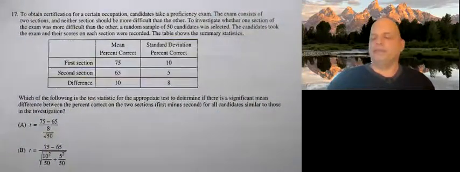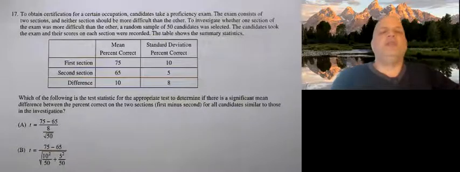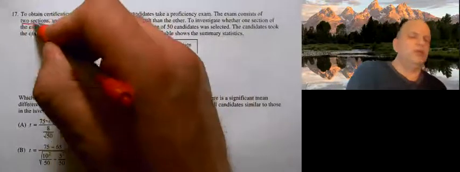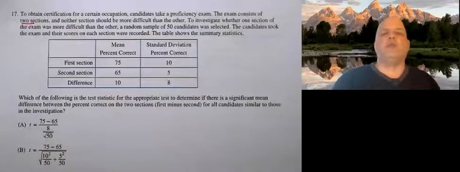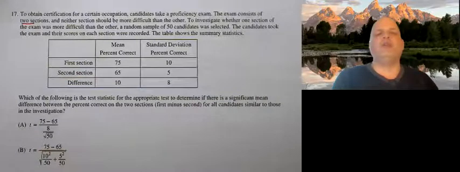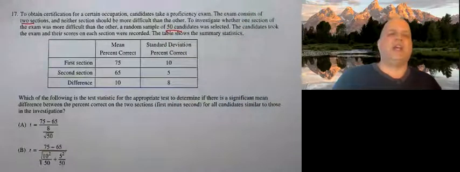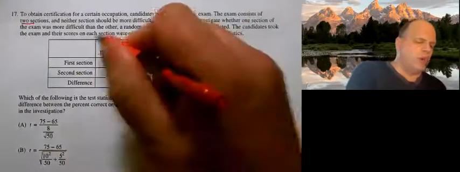This one is evil. They're totally out to get you on this. This shows the College Board wants to be tricky. To obtain certification for a certain occupation, candidates take a proficiency exam. The exam consists of 2 sections, and neither section should be more difficult than the other. So basically, they're saying section 1 should equal section 2 in difficulty level. To investigate whether one section of the exam was more difficult than the other, a random sample of 50 candidates was selected. The candidate took the exam, and their scores on each section were recorded.